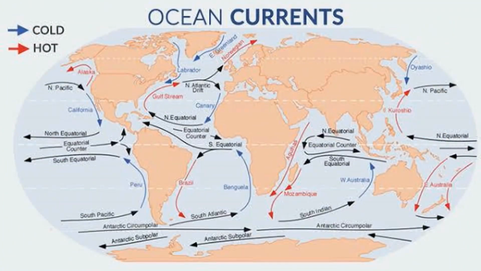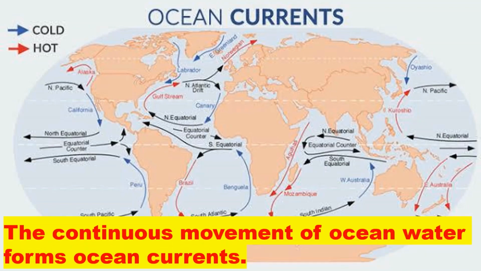Next we come to the ocean currents. Ocean currents also affect the climate of a place. They are movements of ocean water. Warm ocean currents will make the climate of a place very warm, and the cool or the cold ocean currents make the climate of the area cooler. You can see in this particular map the arrows that are marked with blue are the cold ones, and the arrows that are marked with red are the warm ocean currents.